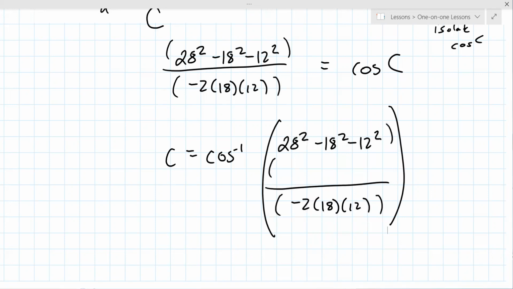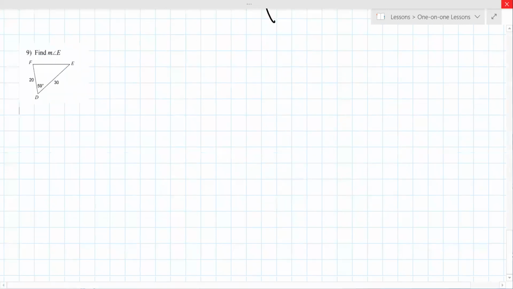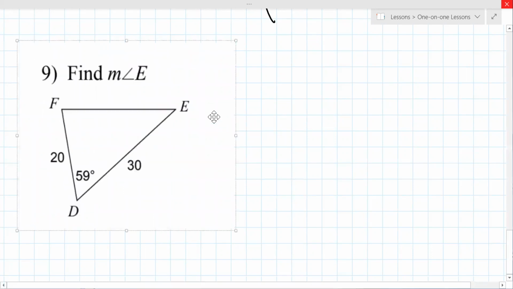Okay, move on to 9. Yes. I'm sorry, you just reminded me. And how far past 11 do we need to go? Just all the way down to 21. Just all the way down. The next ones, they make you find everything in the triangle, so it's a lot longer problem.